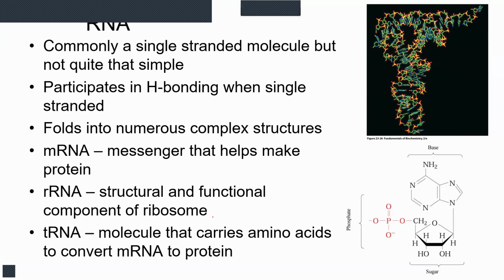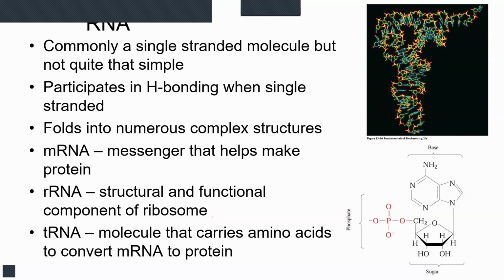The last of your major RNA structures is tRNA. That's the molecule that carries amino acids to convert an mRNA to a protein. tRNA, also known as transfer RNA, is almost like a delivery truck bringing an amino acid to the ribosome so that you can translate a protein. Now, RNA, I mentioned this earlier, folds into numerous complex structures.